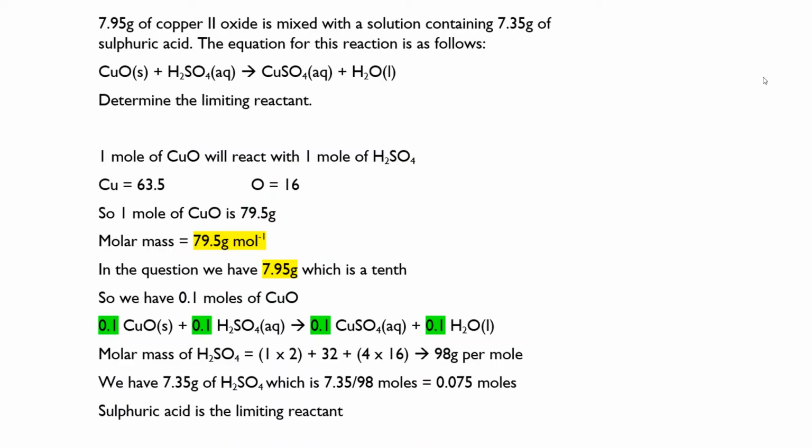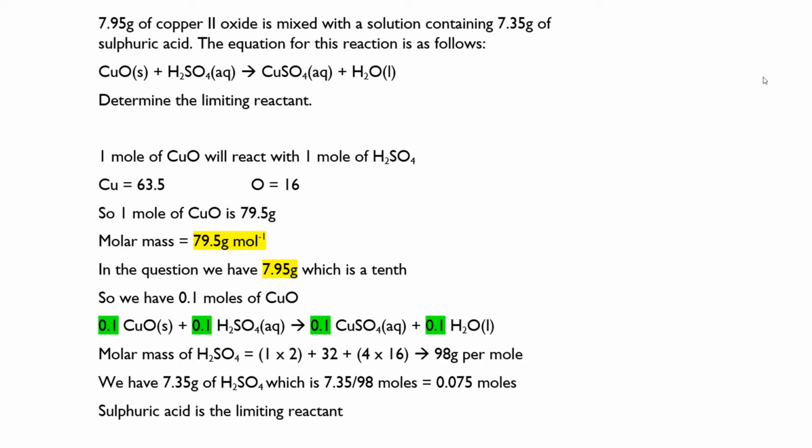Alright, so let me read through this question again. You have 7.95 grams of copper(II) oxide mixed with a solution containing 7.35 grams of sulfuric acid. The equation for this reaction is as follows: 1 mole of CuO as a solid plus 1 mole of H2SO4 aqueous produces 1 mole of CuSO4 aqueous plus 1 mole of water liquid. Determine the limiting reactant. From the equation, 1 mole of CuO will react with 1 mole of H2SO4. Now let's find the number of moles of copper(II) oxide in the question.